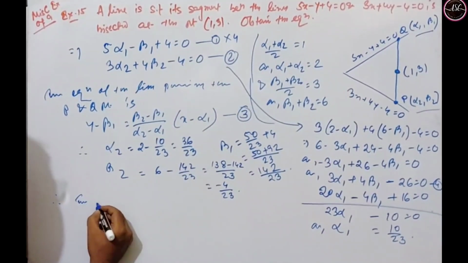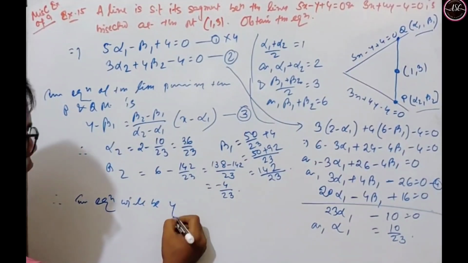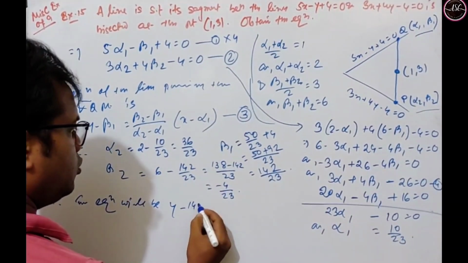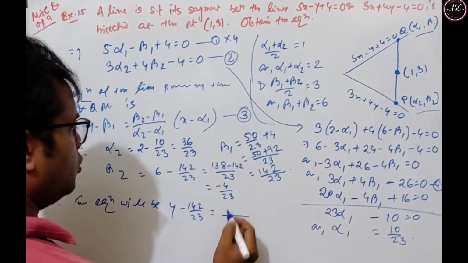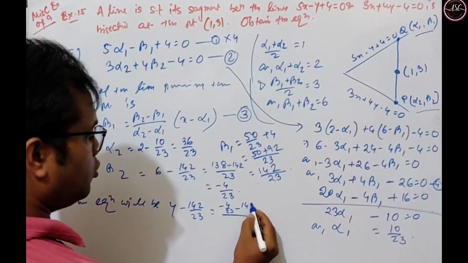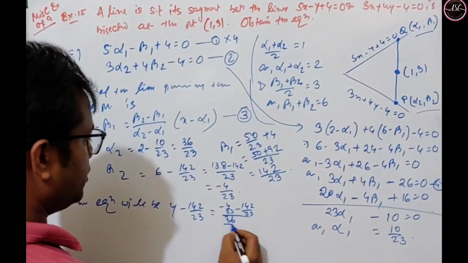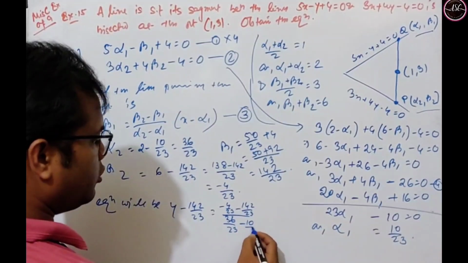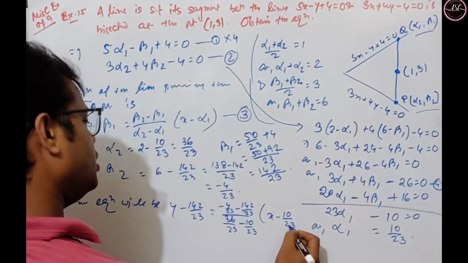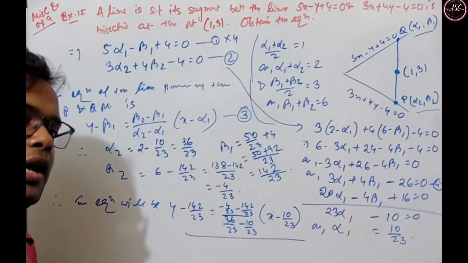Therefore the equation will be y minus beta 1, that is 142 by 23, equal to beta 2 minus beta 1, that is minus 4 by 23 minus 142 by 23, divided by alpha 2 minus alpha 1, that is 36 by 23 minus 10 by 23, times x minus alpha 1, that is 10 by 23. Just solving this equation, you get the equation of the straight line. Okay, clear?